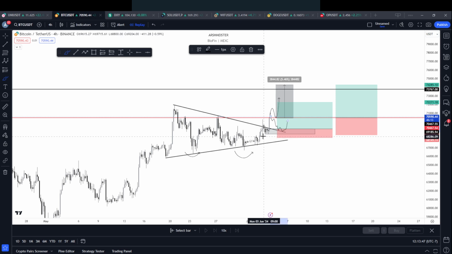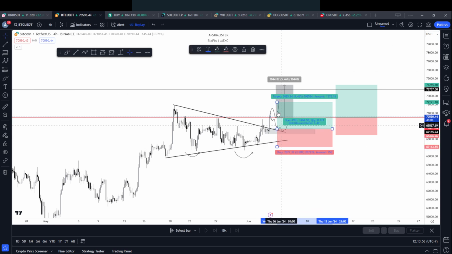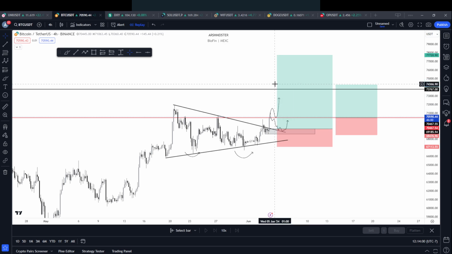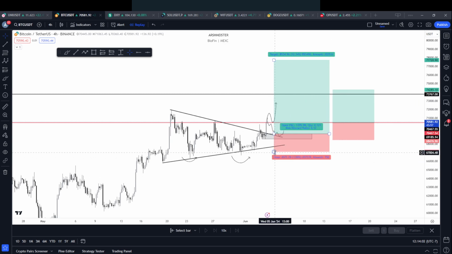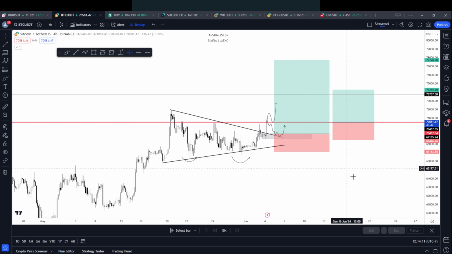breakout. Stops, depending on how tight you want them, either below here, or if you go in with low margin or low leverage and big margin, you can have your stop loss below here, but not below 67.2. Just don't use more than 2% of your portfolio, and then we'll target new highs.